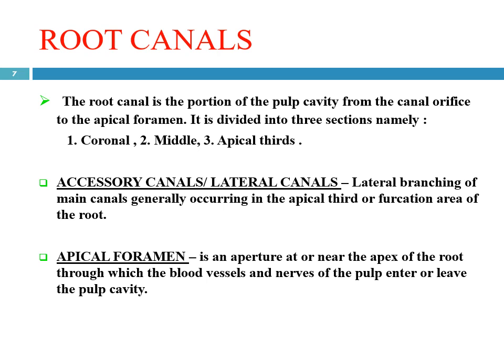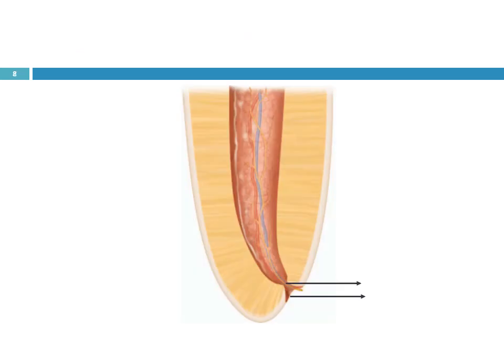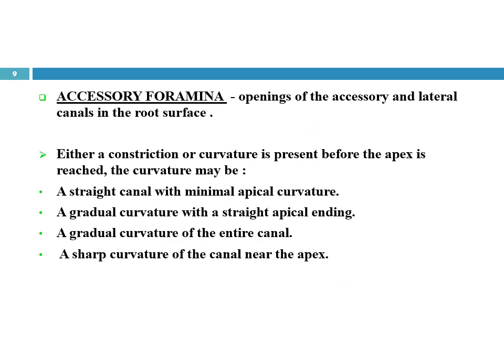The apical foramen is the aperture at or near the apex of the root through which the blood vessels and the nerves enter or leave the cavity. So this is the representation of the apical foramen. The accessory foramen is nothing but the opening of the accessory or lateral canals on the root surface.